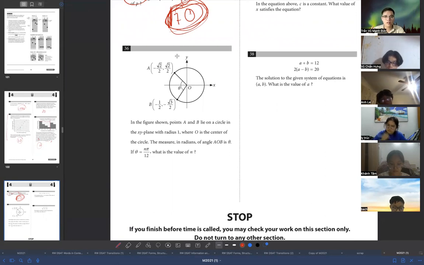I'm going to have to ask you to do this with me, okay? Because I find this one is very interesting and I want to remind you of some knowledge. Firstly, reading from bottom up, wait, let me just read it first. Measure in radian the angle AOB is phi. If phi equals n pi over 12, what is the value of n?